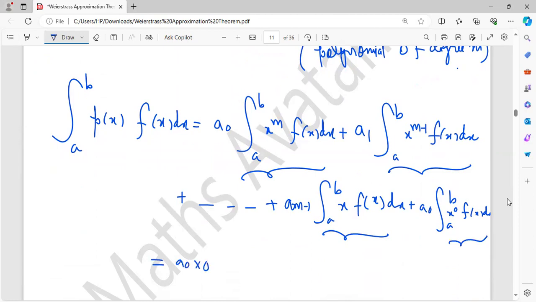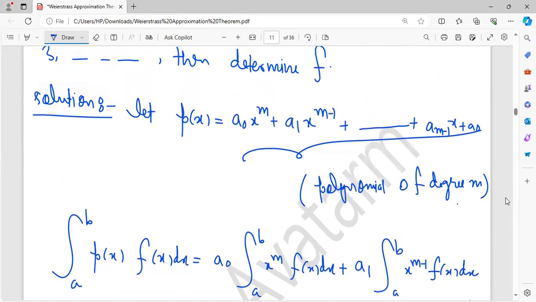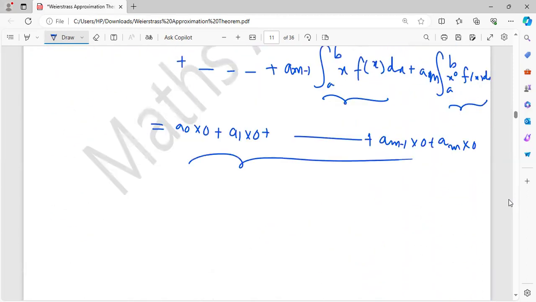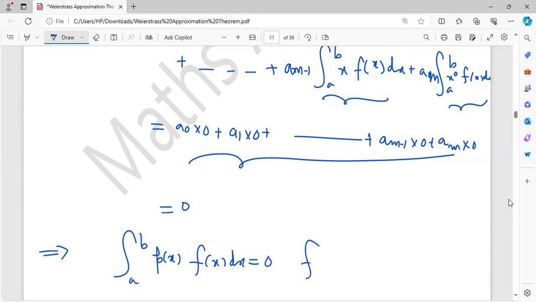So it means a naught into 0 plus a1 into 0 plus a m minus 1 into 0, and a m into 0. So what you will get? After solving it, you will get 0. So this implies the integral from a to b of p(x) f(x) dx is 0 for any polynomial p.